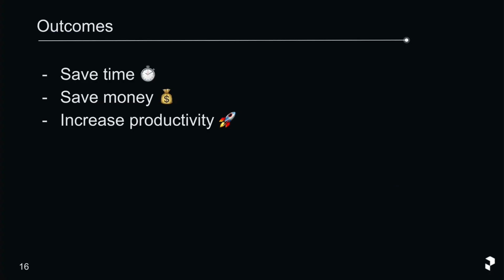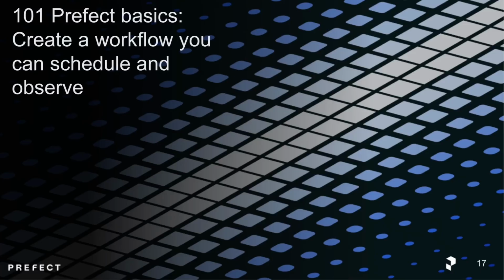Here are a few outcomes when it comes to having an orchestration platform. In general, developers save time by not having to troubleshoot as extensively, they save money by being able to right-size their compute, and they increase productivity by being able to ship faster and worry less about writing defensive boilerplate code. All right, we're ready to dive into Module 101, where we will learn a little bit more about the Prefect basics.